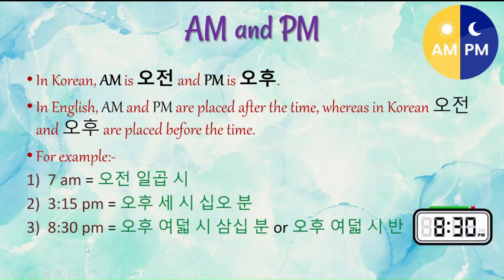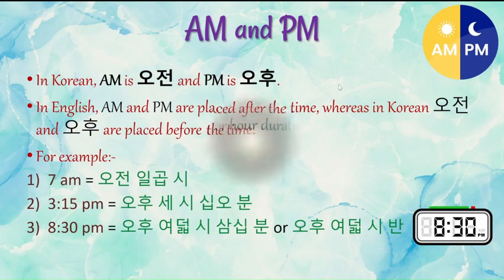Next is 8:30 PM. So here PM is used. We are going to say 오후 to denote PM in Korean. And we know that there are two ways to say 30 minutes in Korean, either 30분 or 반. So there are two ways to say 8:30 PM in Korean. One is 오후 8시 30분 and the other one is 오후 8시 반. Okay, so this is how AM and PM are used in Korean. AM is 오전 and PM is 오후.